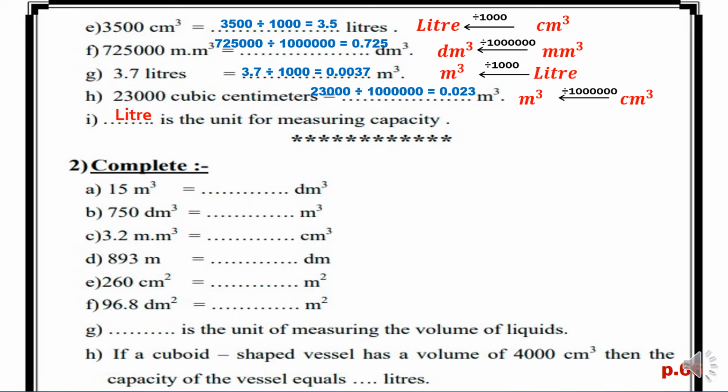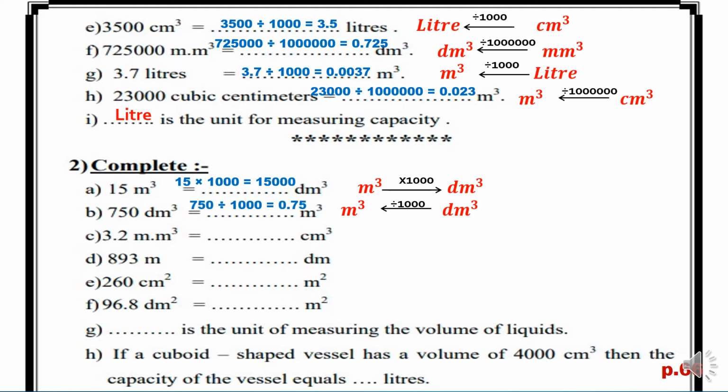Number 2, complete. I have another conversion. Letter A, 15 meter cube equal how many decimeter cube? To change from meter cube to decimeter cube, I will multiply by 1000. So 15 times 1000 equal 15,000 decimeter cube. Letter B, 750 decimeter cube equal how many meter cube? So to change from decimeter cube to meter cube, I will divide by 1000. So 750 divided by 1000 equals 0.75 meter cube.